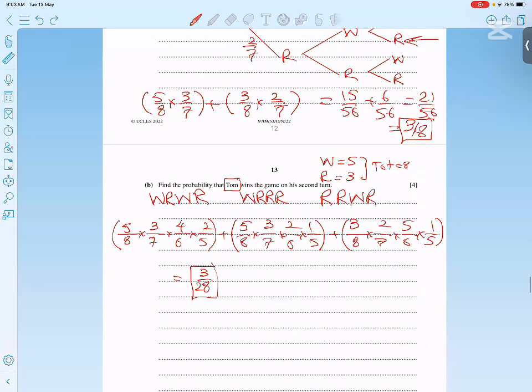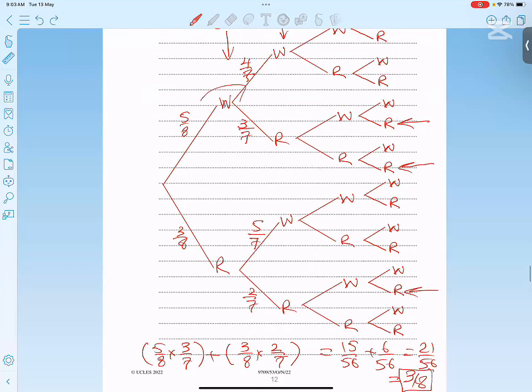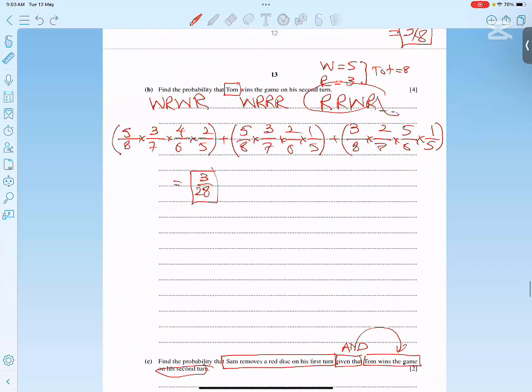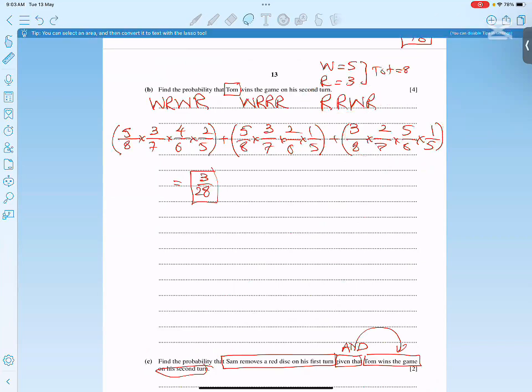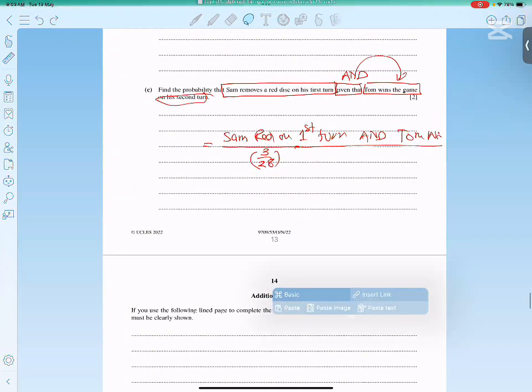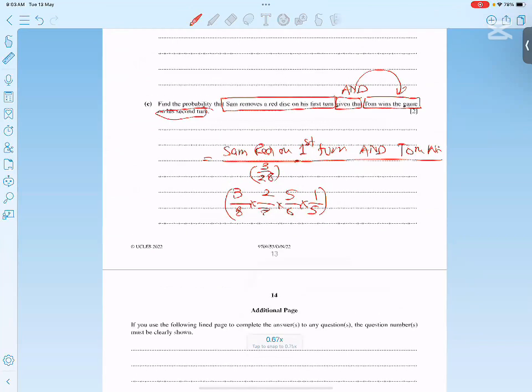Repeat again. Check again, please. Sam got a red disc on the first turn, and Tom wins. So check it. We can't take this branch. Why? Because Sam got a white, and Sam got a red is this, but Tom wins the game. So this branch RRWR will go down. RRWR. So this branch will go down. So I'm going to complete this, copy here, and I'm going to paste it on the numerator. Paste here. And I hope you got the point.